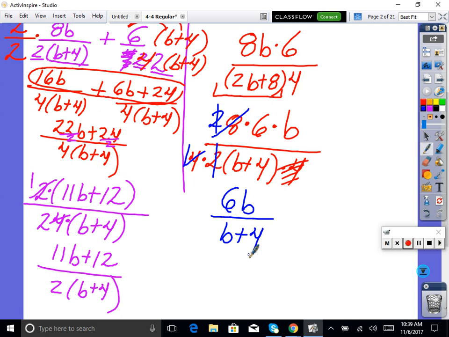Same thing, right? I just didn't put it together. The same thing, right? So that's 48 over 8, which is 6 over 1. Does everybody see? It's just different ways of thinking of it, both correct.